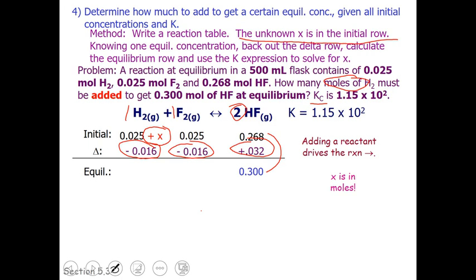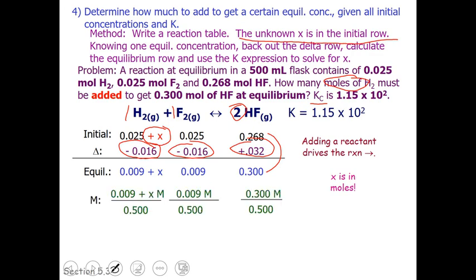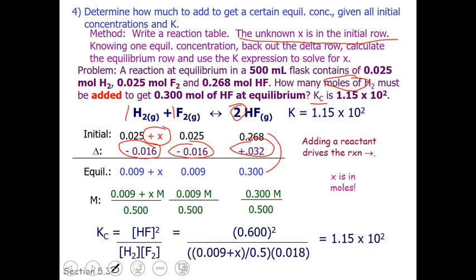So now it's a matter of bringing those values down to the equilibrium row. So the X travels with this. So we have 0.009 plus X, 0.009 and 0.300. Now that I'm ready to substitute this into Kc, I should divide by the volume of 0.5 liters. My Kc expression is products divided by reactants. And now I use my values for each of the materials.